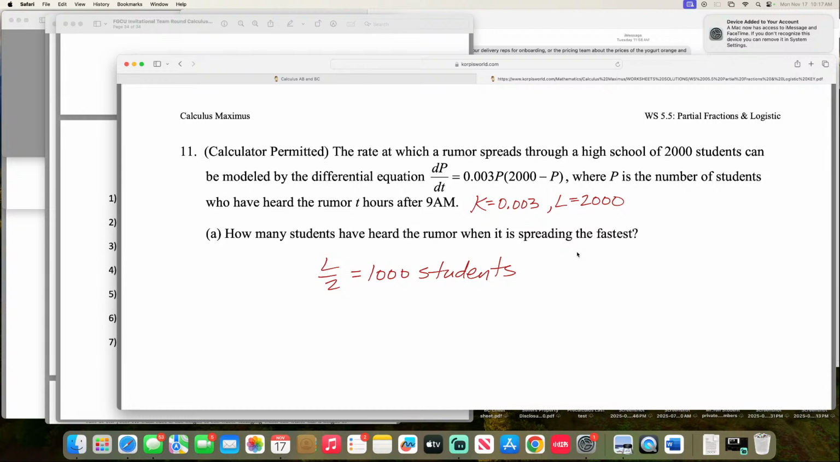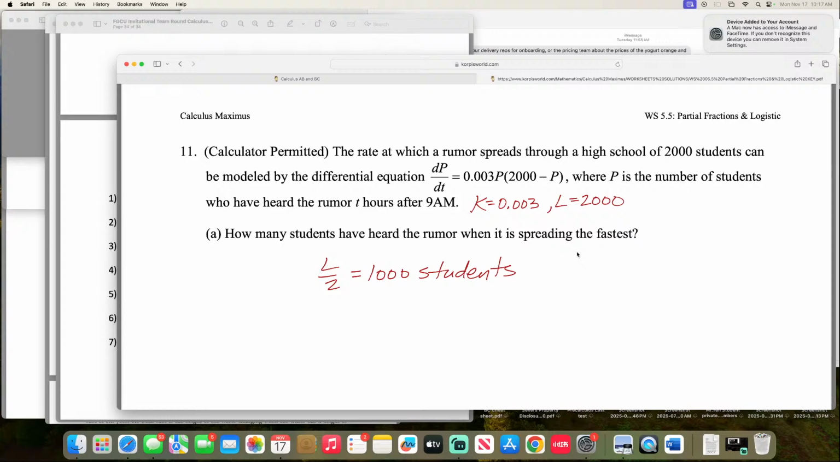The logistic function will be exactly halfway between the initial value and the carrying capacity. Okay, I'm confused. Do you want us to memorize both equations? Exactly halfway between. Then there's the part where you use integration by parts, but you're not going to know this. You don't need to know that.